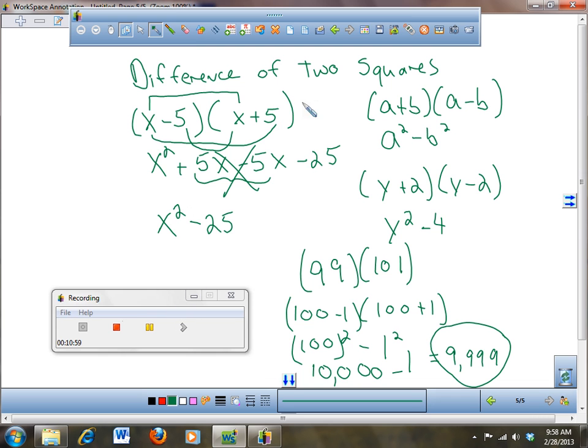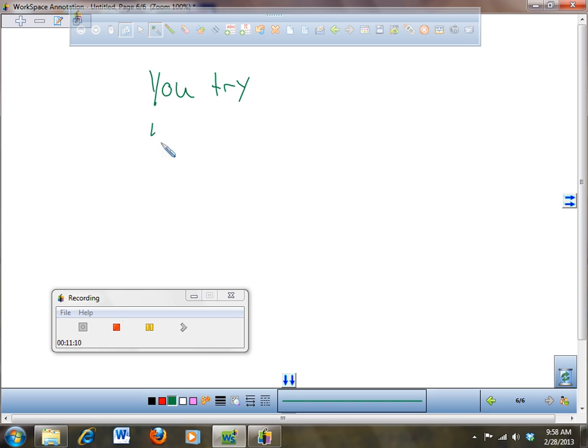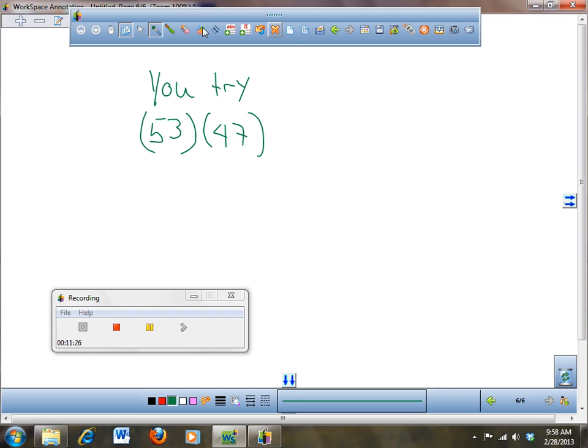So you could even do something like, hey, watch me impress my friends. Let's try it. You try. Try to do this in your head. You try, just for fun, 53 times 47. Try to recognize this as the difference of two squares. How could I rewrite 53 and how could I rewrite 47? Try to do it without using a calculator. See if you can figure that out real quick.